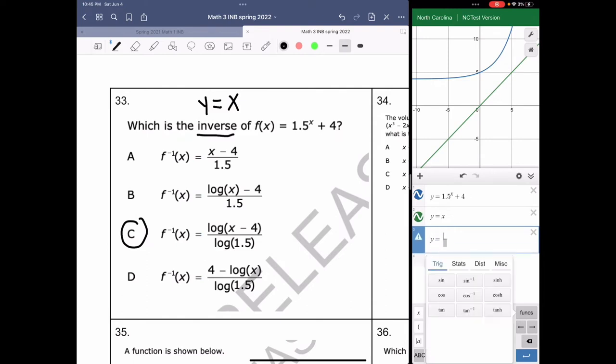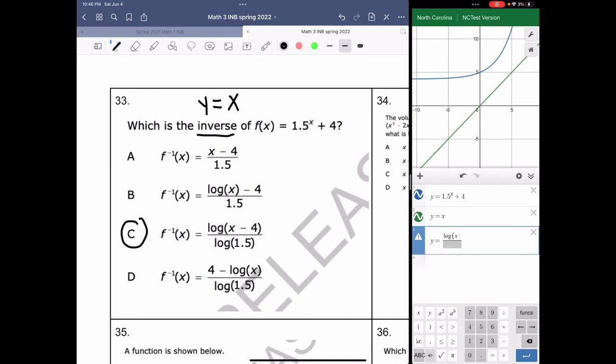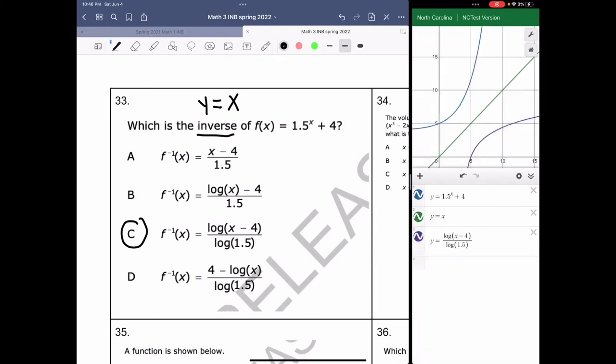And then if we put this one in, so we have log of x, and then we're going to subtract 4. Oops, that is not correct. That's on the outside of the parentheses, so let's redo that. And then we have log of 1.5. You can see that that is symmetric. You can even check a point if you want to. You could check 0, 5 and 5, 0 because they should flip with each other.